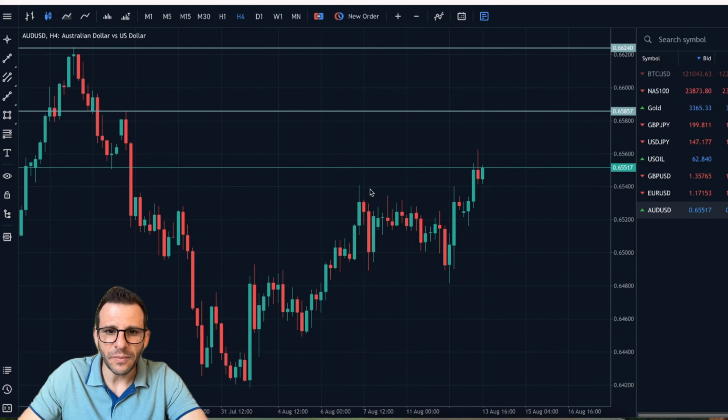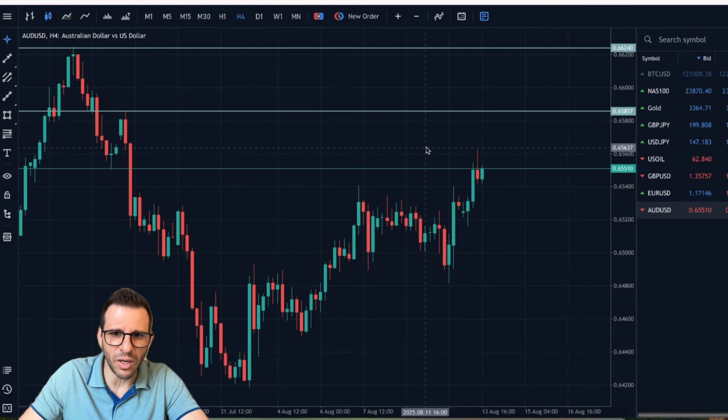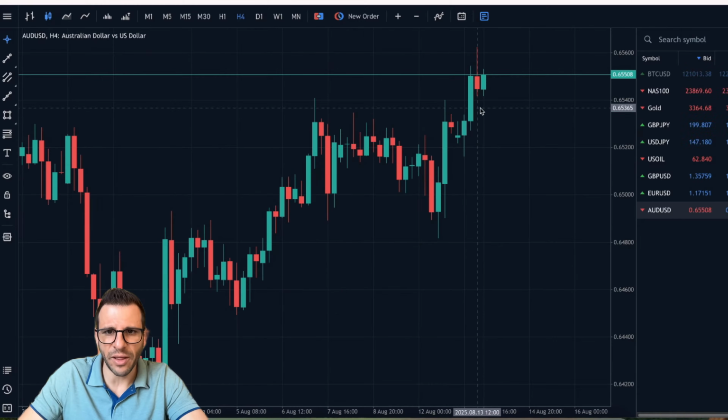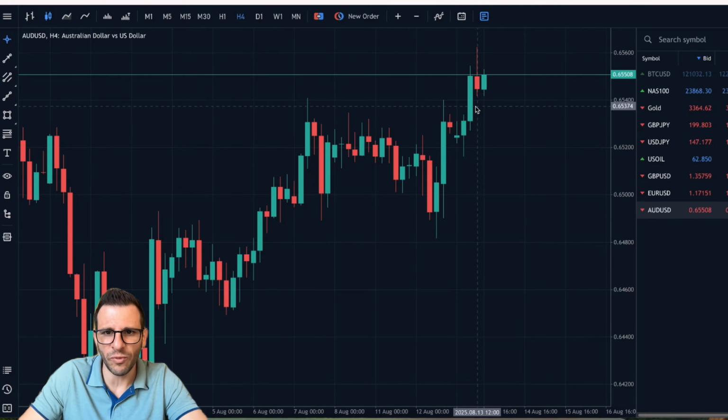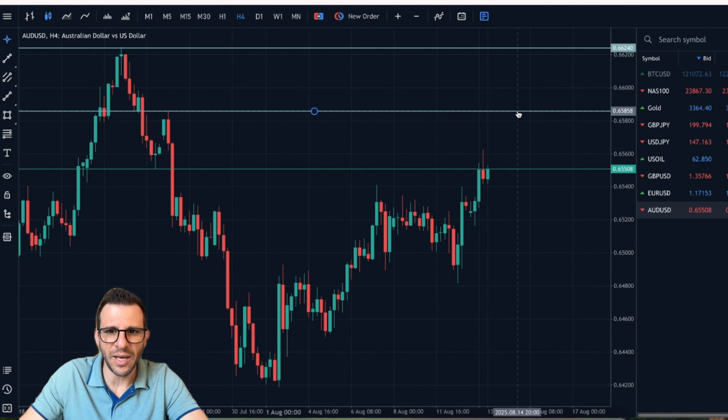On the 4-hour chart, the price reached, let's say, a good level of resistance, this low, that high now. If we're going to see a continuation and this bearish candle won't follow through to the downside, then the next area of resistance is up here, and a break above is going to lead us to this area.